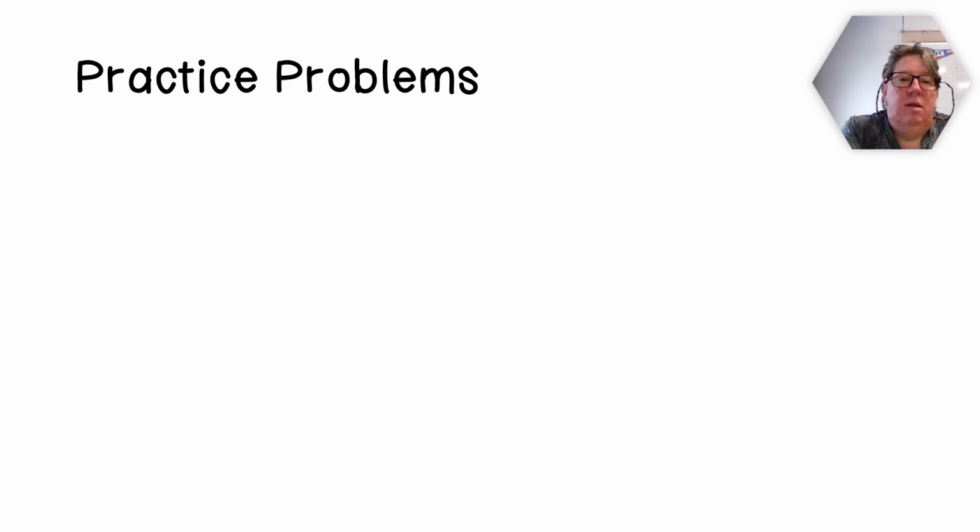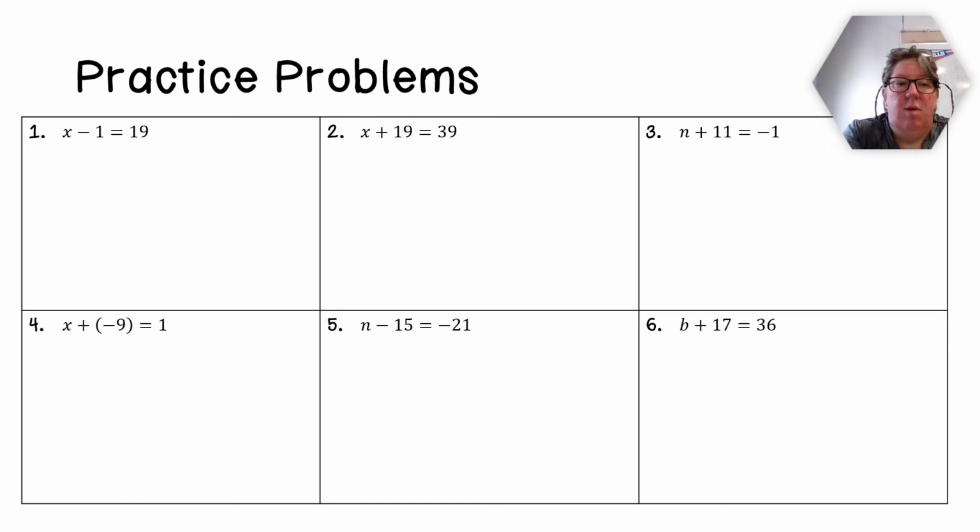All right, so these are the one-step addition and subtraction practice problems. I hope that you have tried them, and these are the solutions. So here are our problems. X minus 1 equals 19 is the first one.